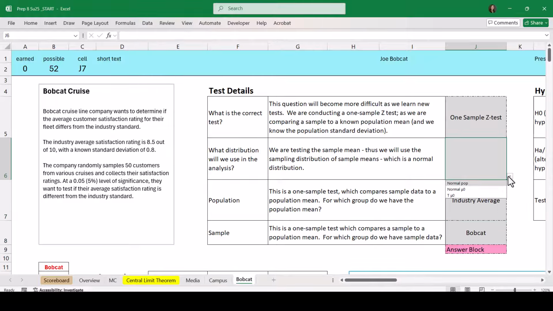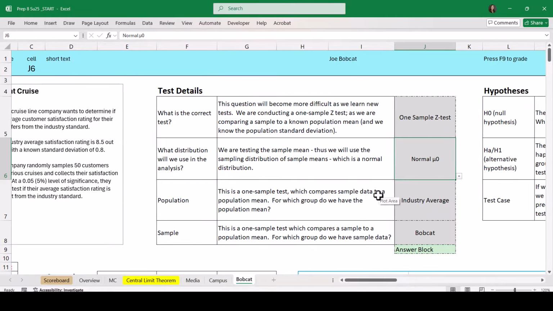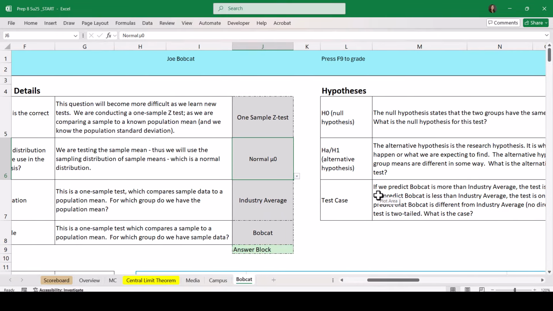When we conduct this type of hypothesis testing, we are going to use the sampling distribution of sample means. Remember that sample means are normally distributed, so we can determine the probability or the likelihood of obtaining our sample mean, and we can use that to draw conclusions.